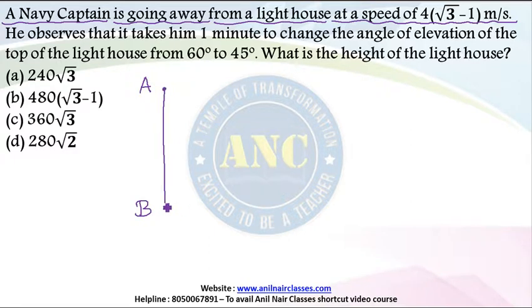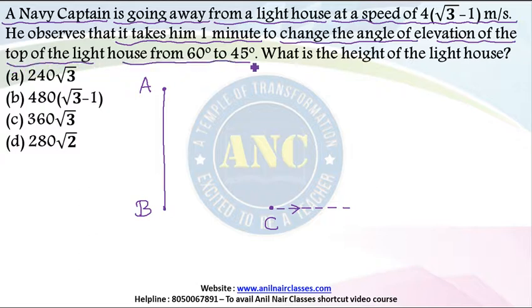Now, there is a Navy captain. Suppose he is at point C initially. He is moving away from the lighthouse, that means he is moving in this direction, at a speed of 4 into root 3 minus 1 meters per second. He observed that it takes him 1 minute to change the angle of elevation of the top of the lighthouse from 60 degrees to 45 degrees.